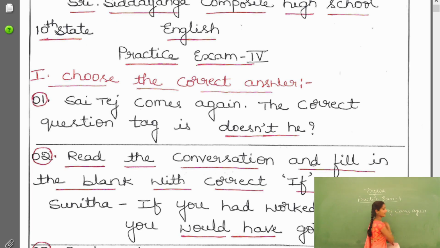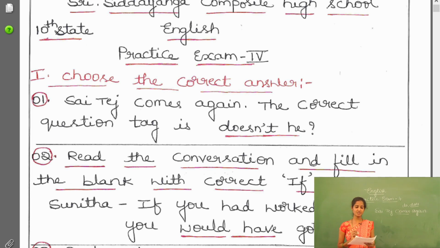Here you don't have any helping verb. The main verb is there, comes, it is in the present form. Then you have to use either do or does. You have to use does because Sai Tej is the third person. When the third person, he, she, it comes, then you have to use does. And the answer is doesn't he. Is that clear?